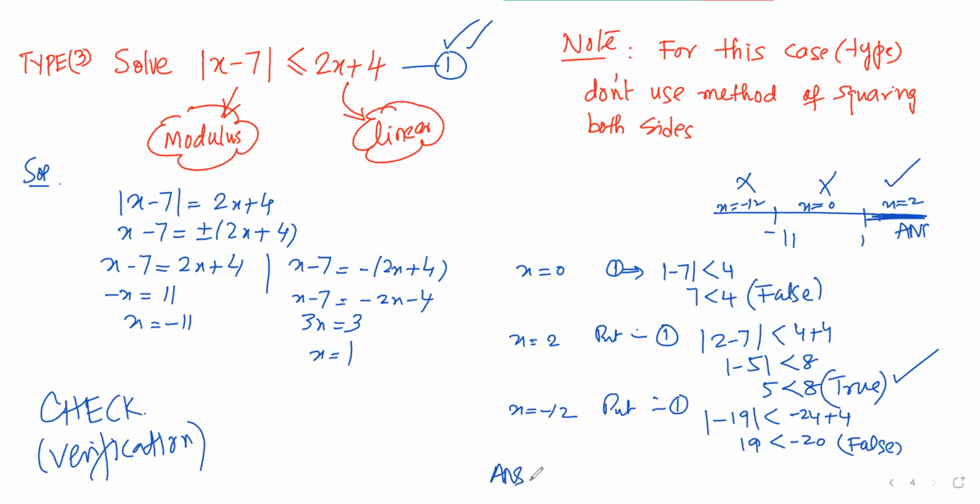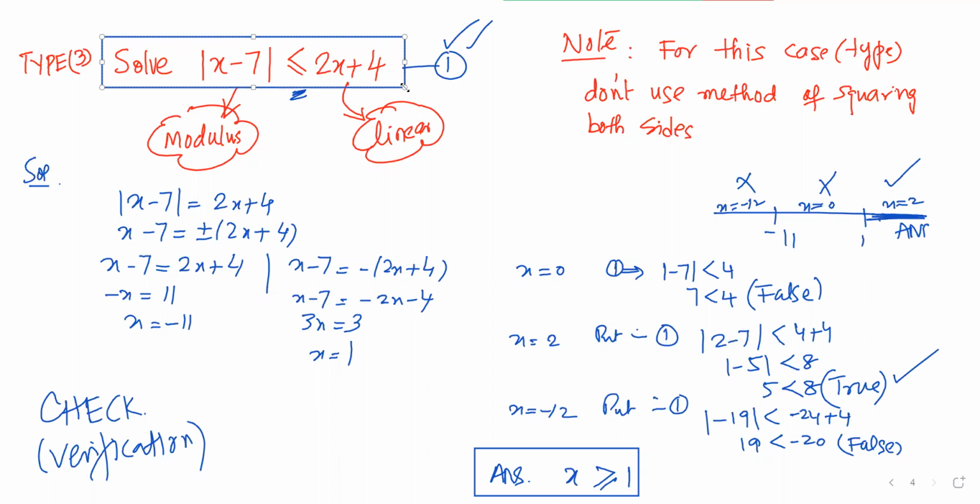So the answer is x greater than or equal to 1 for this inequality. So only the rightmost region is the answer. The numbers from the middle are not satisfying the inequality, and the extreme left region is not satisfying the inequality. So the answer is here.